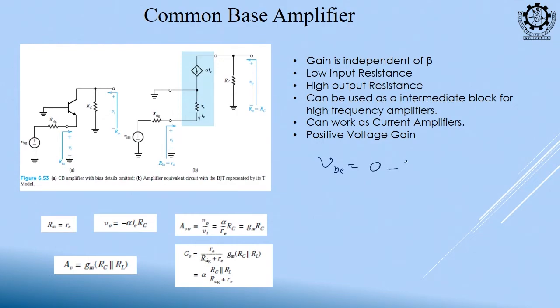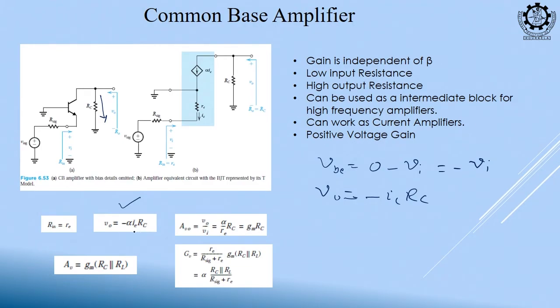0 minus Vi is equal to minus Vi. What is your output? V0 is equal to minus IC RC. Now, you see this minus of Vi will actually cancel this minus of IC. Twice you will get the minus. So, you see your output voltage is minus IC RC.